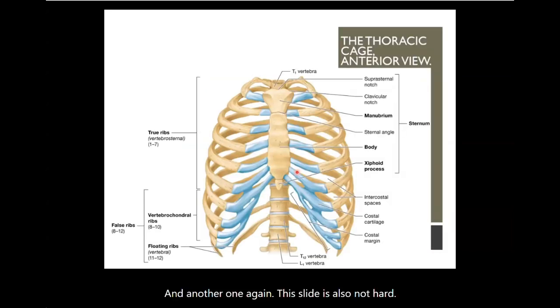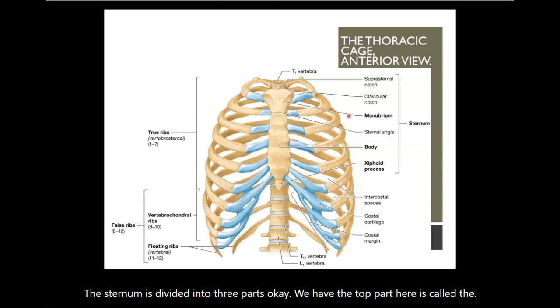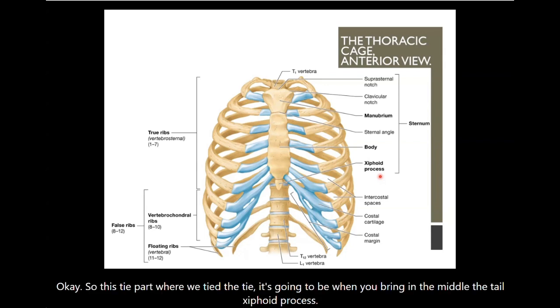And then everyone, again, this slide is also not hard, okay? First, let's cover the parts of the sternum. The sternum is divided into three parts. The top part here is called the manubrium. And then the middle part is going to be called the body. And then the tail is going to be called the xiphoid process, okay? So this tie part where we tie the tie, it's called the manubrium. The middle, the body, the tail, xiphoid process.